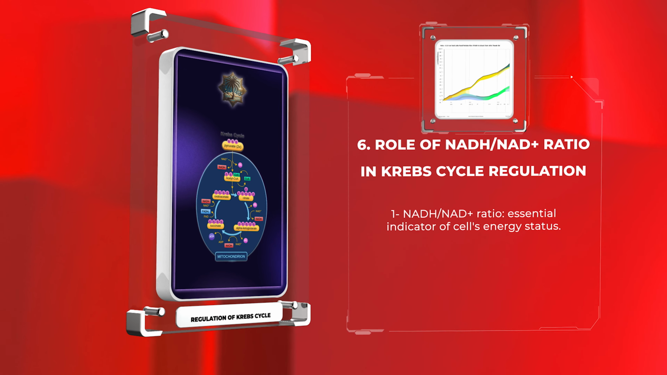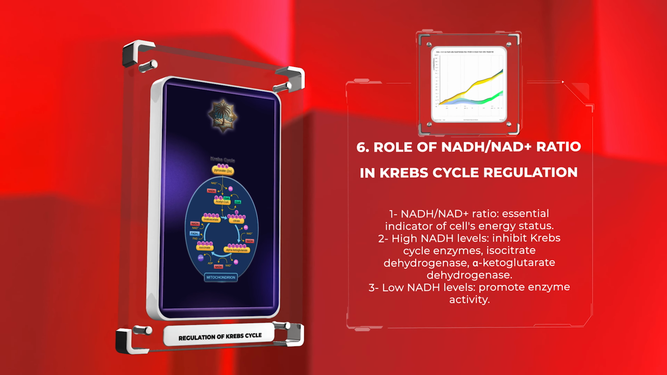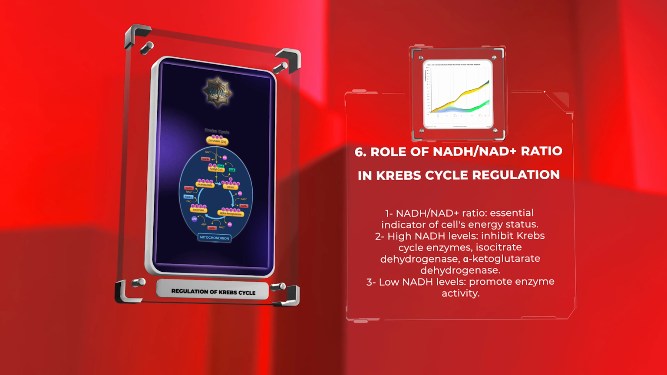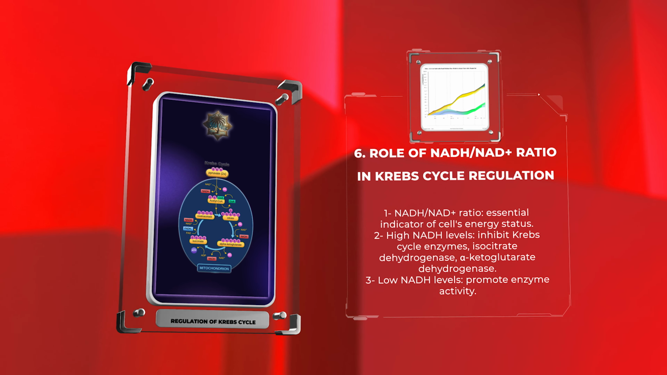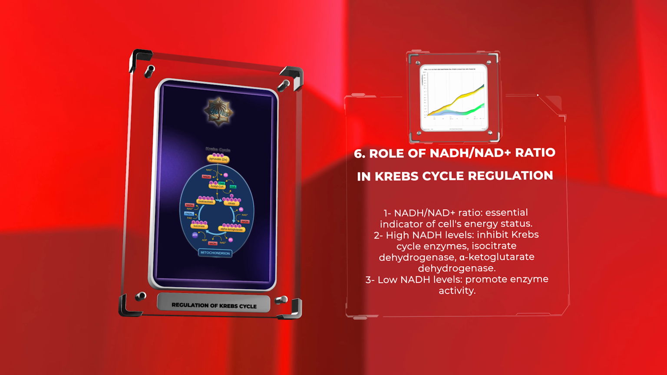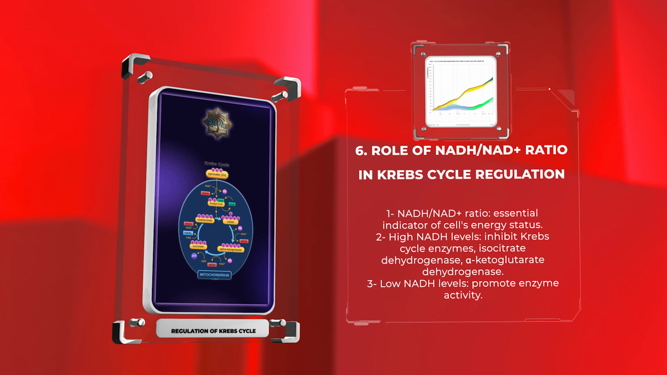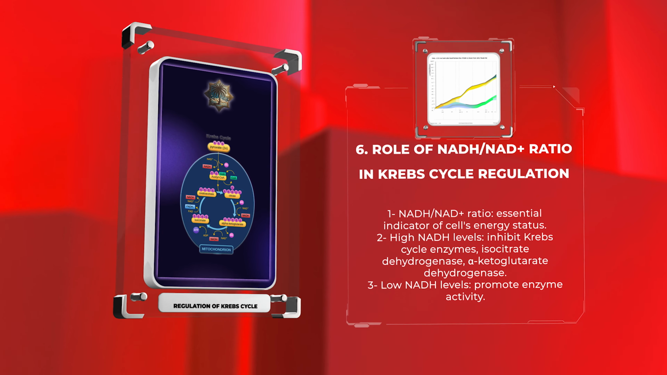The NAD/NAD+ ratio serves as an essential intracellular indicator of the cell's energy status. High levels of NAD can inhibit Krebs cycle enzymes, such as isocitrate dehydrogenase and alpha-ketoglutarate dehydrogenase, while low NAD levels promote their activity. This regulation acts as a feedback mechanism to maintain the balance between energy production and metabolic intermediates required for biosynthesis.